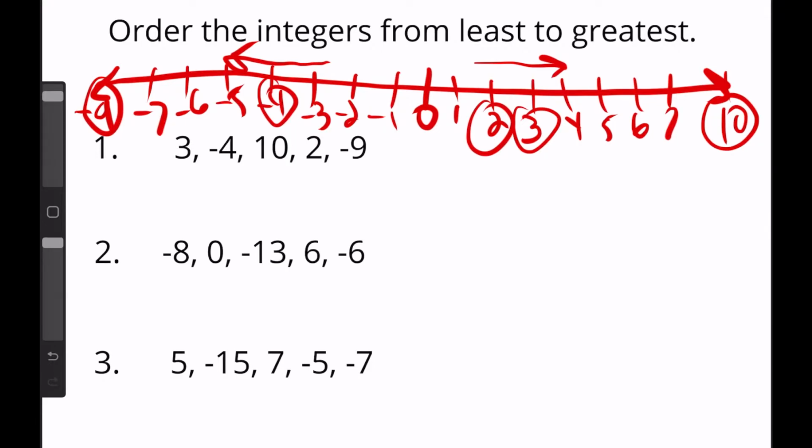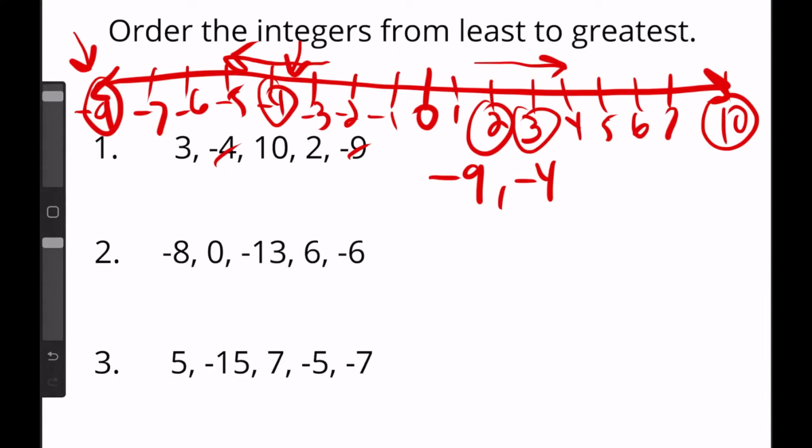Now, which number appears furthest to the left, furthest down the negative side of the line? Well, that would be this one right here, negative 9. So negative 9 is the first number in the order. Now we take the next one. Which one is the second furthest to the left? Well, that would be this one right here, negative 4. So now we're at negative 9, negative 4, and we can kind of cross those off as we go.